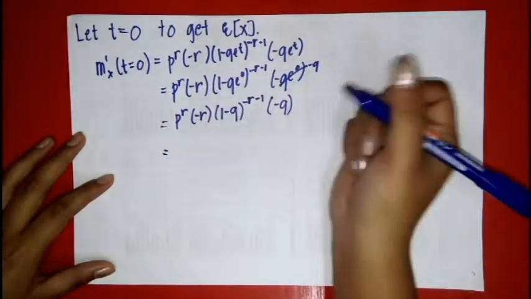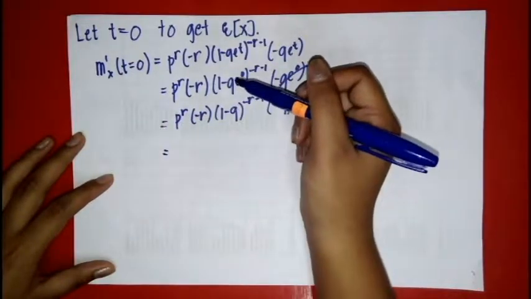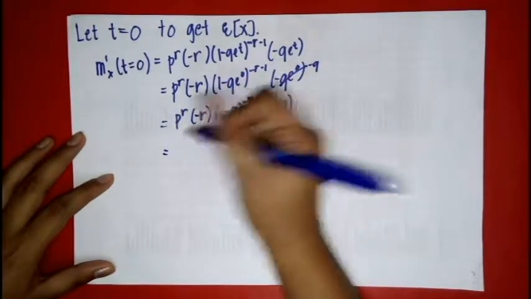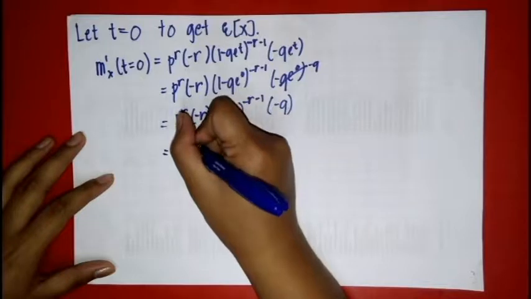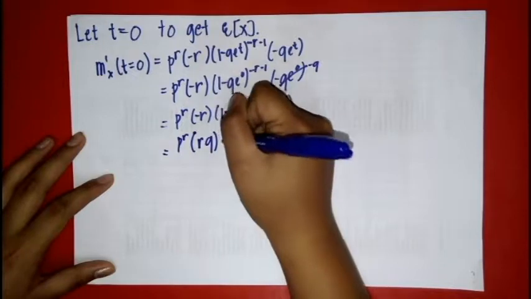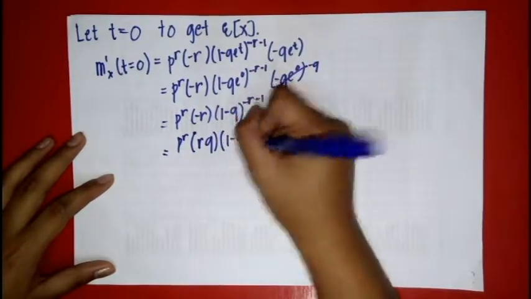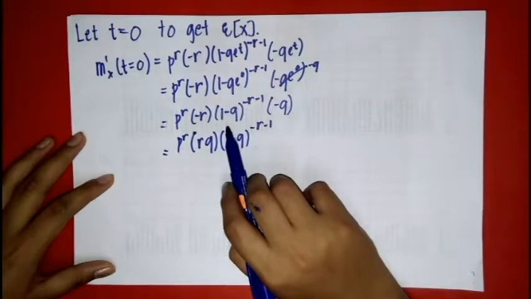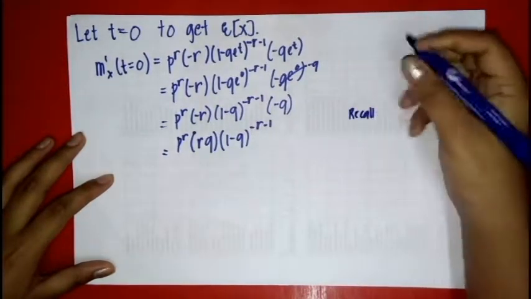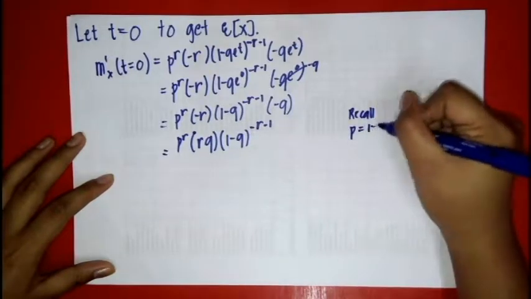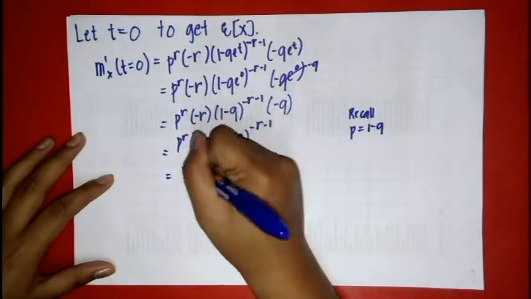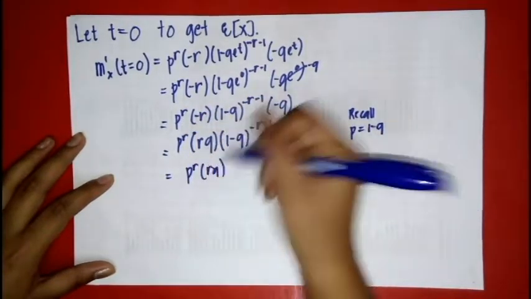Negative r minus 1 times negative q. This will be equal to r q times p to the r times 1 minus q to the power of negative r minus 1. Recall that p is equal to 1 minus q, so this will also be equal to r q p to the r over p to the power of r plus 1.